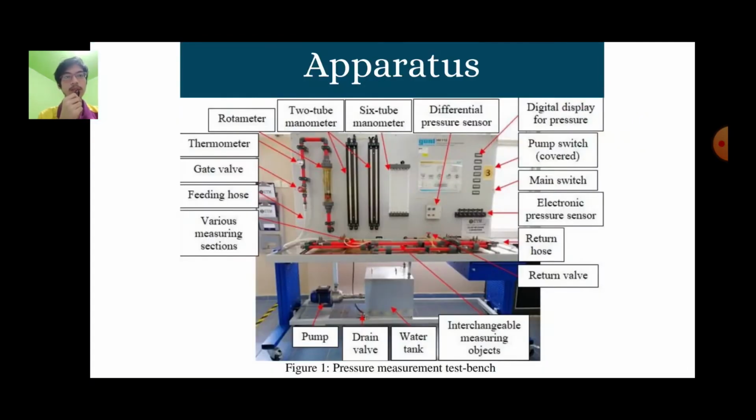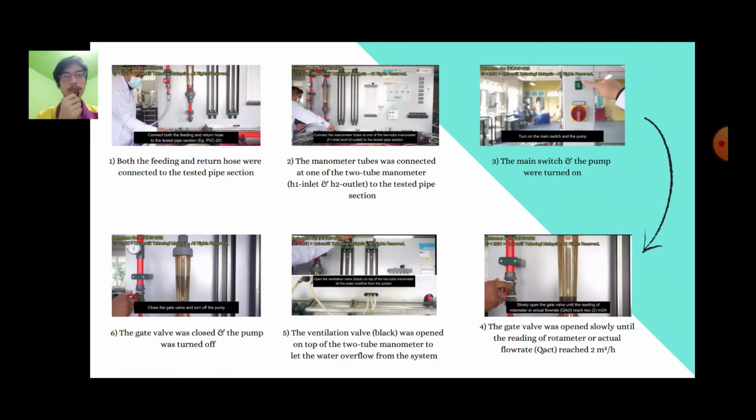Methodology. This is the apparatus used in this experiment. First, both the feeding and return hose were connected to the tested pipe section. Second, the manometer tube was connected at one of the two tube manometers to the tested pipe section. Third, the main switch and the pump were turned on. Fourth, the gate valve was opened slowly until the reading of rotameter or actual flow rate was reached. Fifth, the ventilation valve lid was opened on top of the two tube manometer to let the water overflow from the system. Sixth, the gate valve was closed and the pump was turned off.